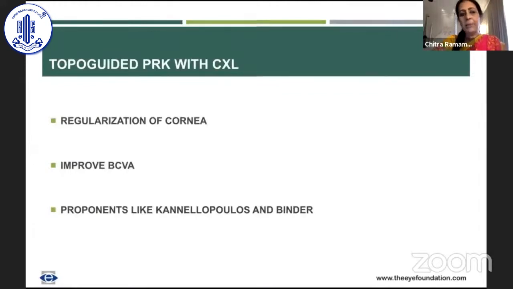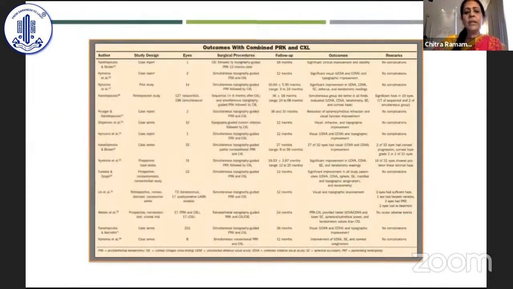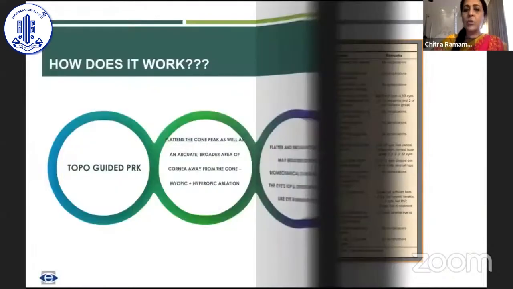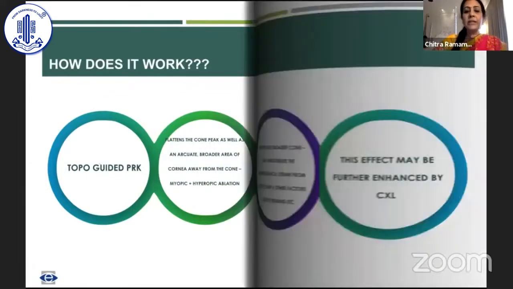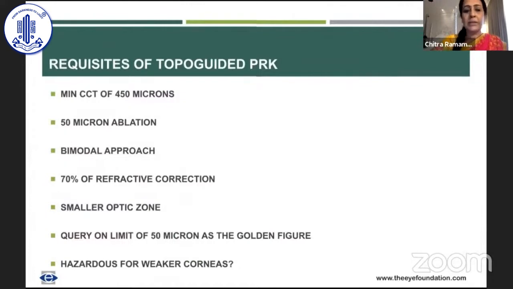While all this was happening, there came in the topo-guided PRK, which seemed to be promising a lot in the sense that it regularized the cornea, improved the quality of vision, and also provided cross-linking. And there were a whole number of exponents who came with promises that this was the way to go. In other words, it made the cornea flatter, and this seemed to better withstand the biomechanical stress, and this combined with cross-linking seemed to be promising.